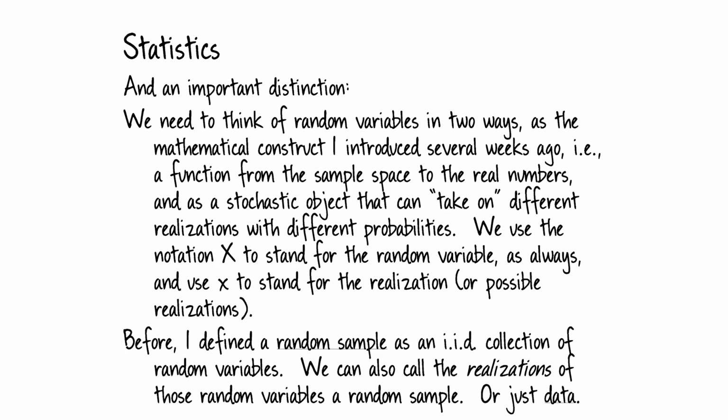Second of all, we've got to think of a random sample. We have to keep two notions of a random variable in our mind at the same time, and we also have to keep two notions of a random sample in our mind at the same time. We think of it as an IID collection of random variables, but we can also call the realizations of those random variables a random sample. So a random sample can refer to the random variables, or it can refer to the realizations of the random variables. Sometimes we just call that data instead of realizations of random variables, and that's fine too.